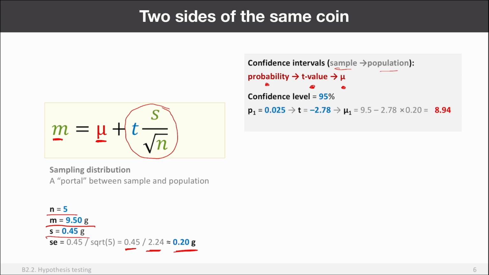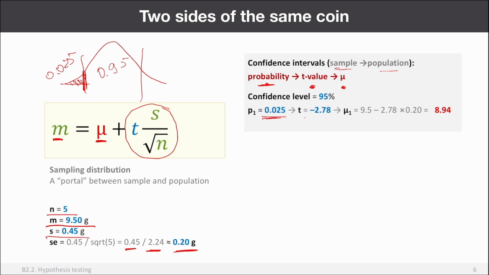The first probability is for the left boundary of this interval. It will be 0.025. You remember why? Because if we have 0.95 in between, this area will be 0.95. It means that the area on the left of the left boundary will be 0.025, right?